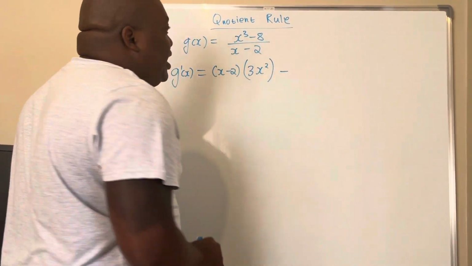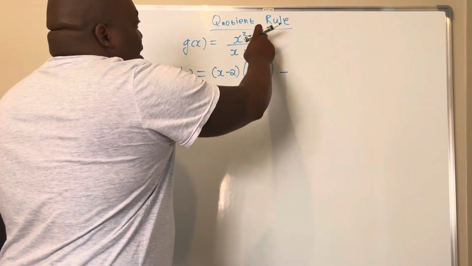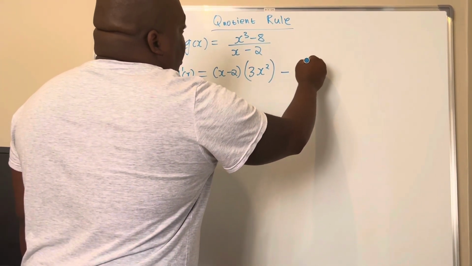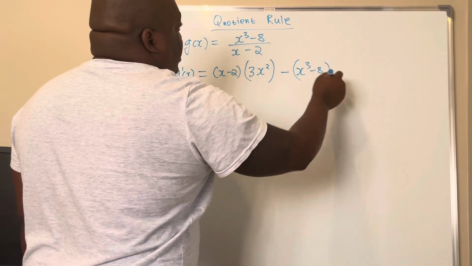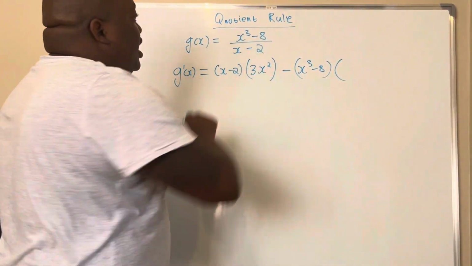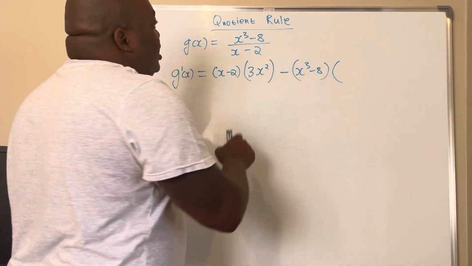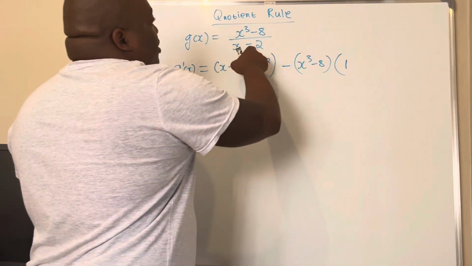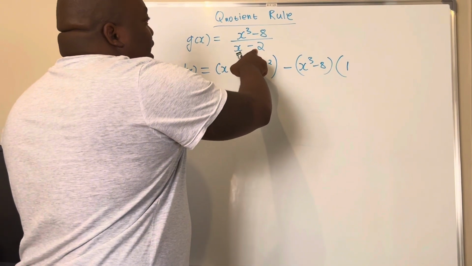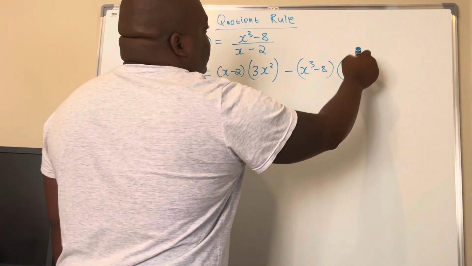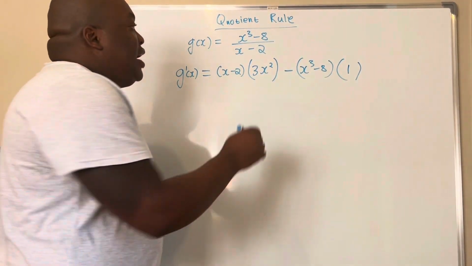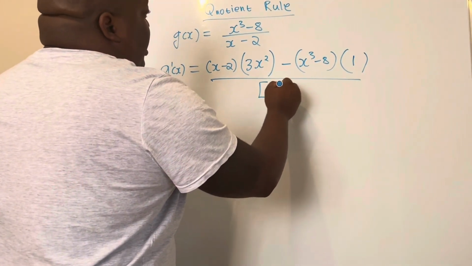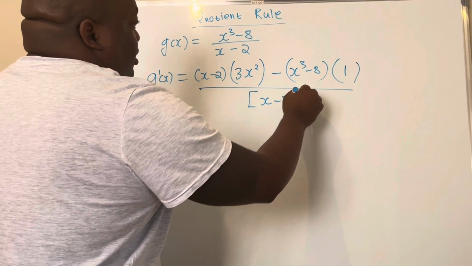Now we say minus. We derived this one. Now we come to the other one. So we'll have x cubed minus 8 multiplied by, now we find the derivative of the denominator. The derivative of x is 1. The derivative of a constant number is 0. So it means we'll have 1 minus 0. So the final answer becomes 1. Divide by, you square then the denominator.